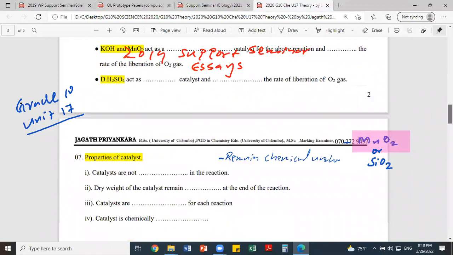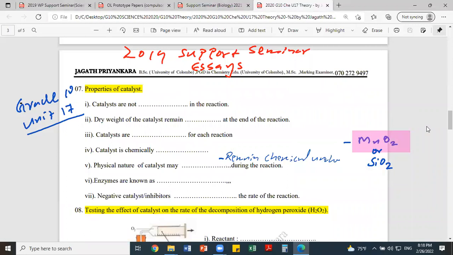Characteristics of catalyst here. Catalysts are not used in the reaction. So these are the properties. I have given 7 different characteristics here. Catalysts are specific. I'll write the most important one here, you can copy down. The characteristics of catalyst: catalysts are specific for each reaction. They are specific in action.